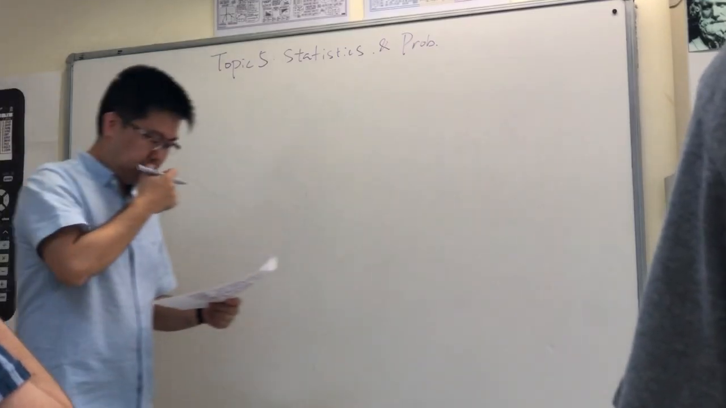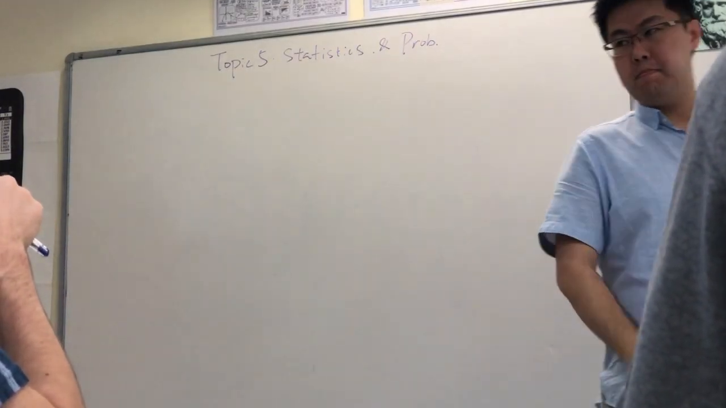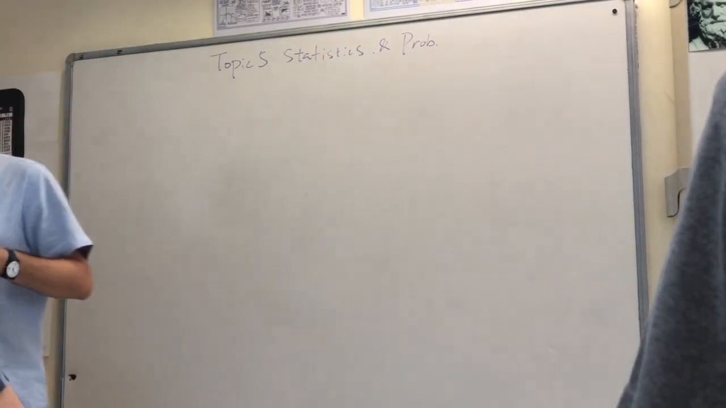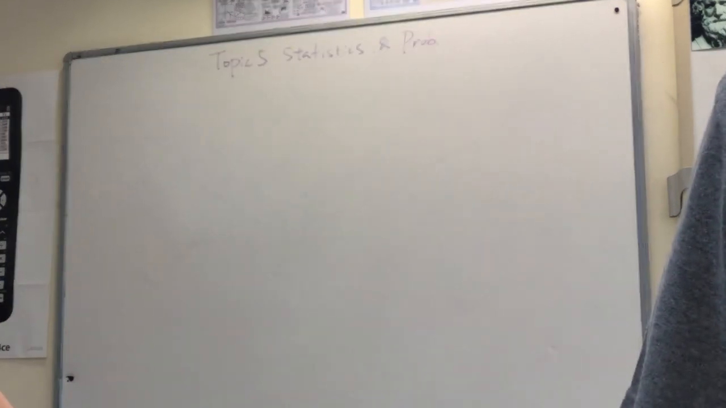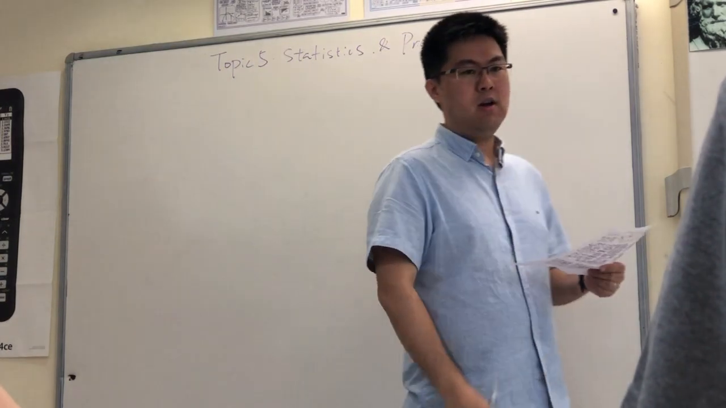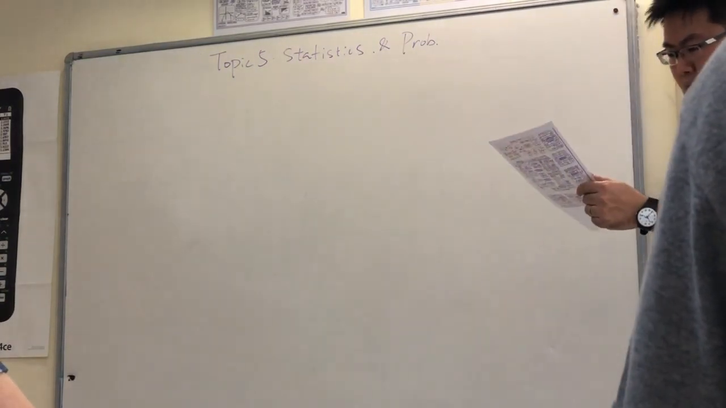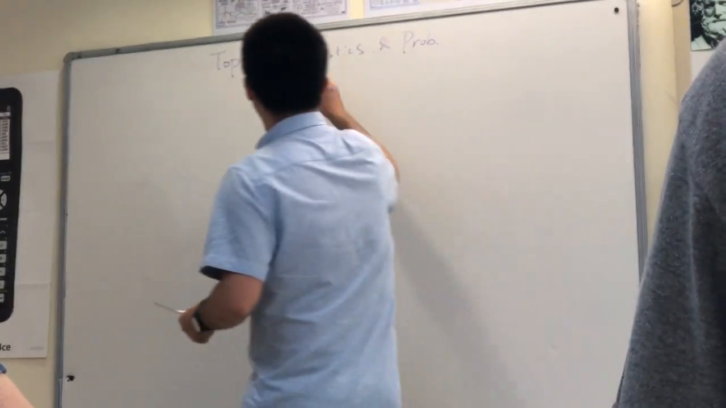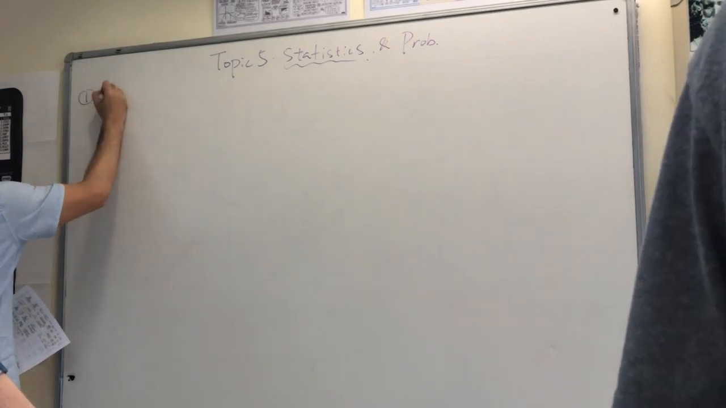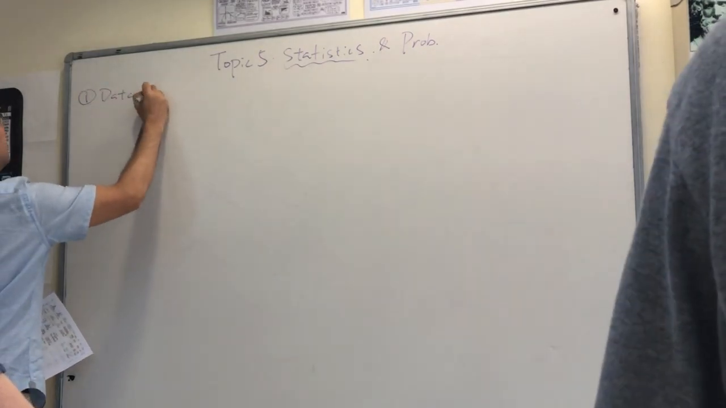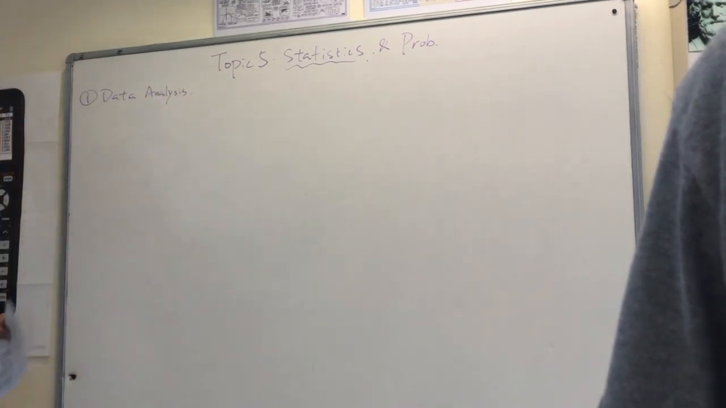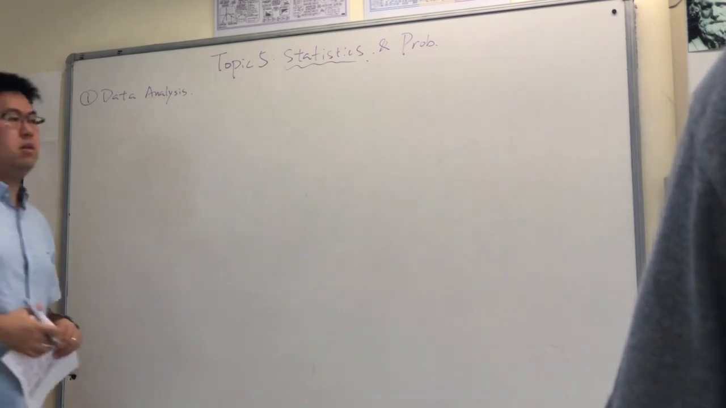Topic 5, statistics and probability. Okay? Statistics and probability. So, today we have about 85 minutes to go through everything we've learned so far about stats and probability. Alright, let's start from statistics. Okay, that's the first thing: data analysis. So let's start from the very beginning.